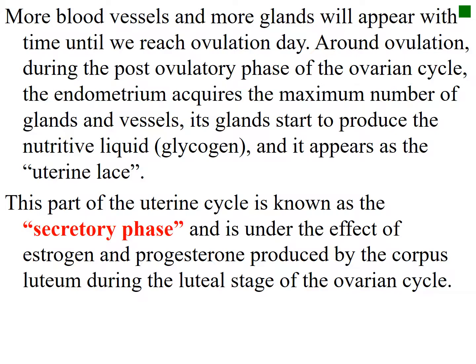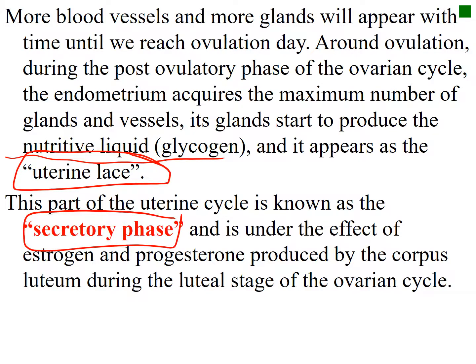Around ovulation, during the post-ovulatory phase of the ovarian cycle, meaning after the ovulation, the endometrium acquires the maximum number of glands and vessels. So they produce a nutritive liquid called glycogen, and it is these glands, vessels and the endometrium that will form the uterine lace. This part of the uterine cycle is known as the secretory phase, and it is under the effects of two hormones, estrogen and progesterone, or estradiol and progesterone. These are produced by the yellow body, the corpus luteum, during the luteal phase of the ovarian cycle.